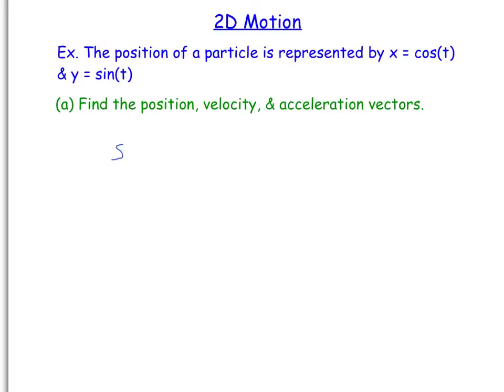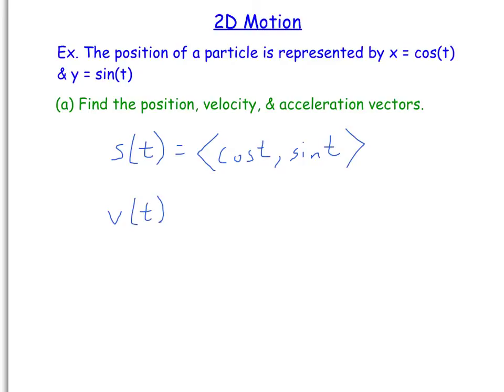Now, the position vector is going to be fairly simple. We already really have both the x and the y components of the position vector. So now I'm just going to write it as such. The position vector would have the x component of cosine t and the y component of sine t. And so there we have our position vector.